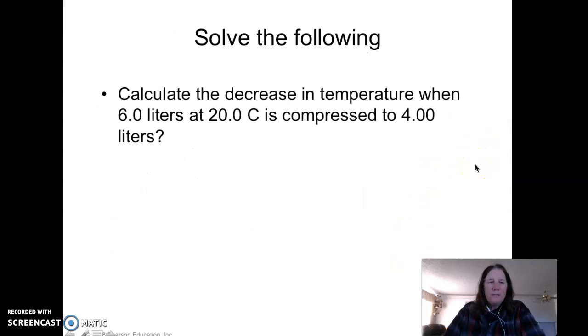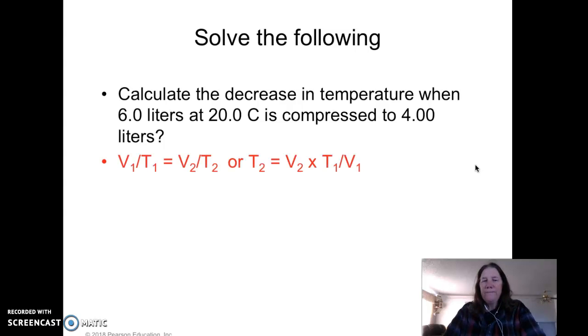Okay, so calculate the decrease in temperature when 6 liters at 20 degrees Celsius is compressed to 4 liters. Okay, now here's our formula. V1/T1 equals V2/T2. What do we have here? We have the volume and the temp. And again, I'm going to change this temperature to Kelvin. So it's not going to be 20, it's going to be 293 because you have to add 273 to any temperature. Okay, and then I got this volume.